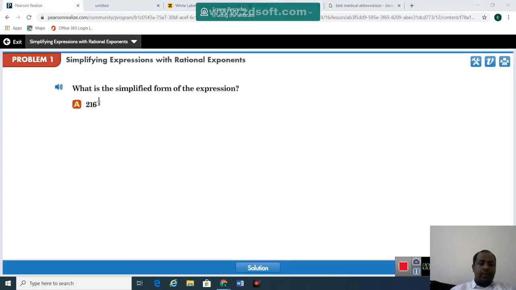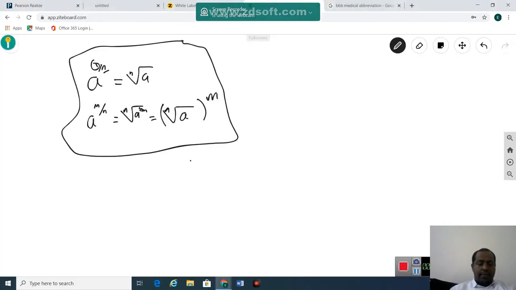Okay, problem 1. In problem 1, we are going to simplify rational exponent. Problem 1 says, what is the simplified form of the expression 216 to the power of 1 over 3? I'm going to simplify 216 to the power of 1 over 3.